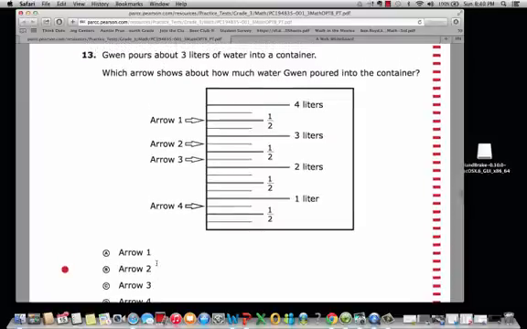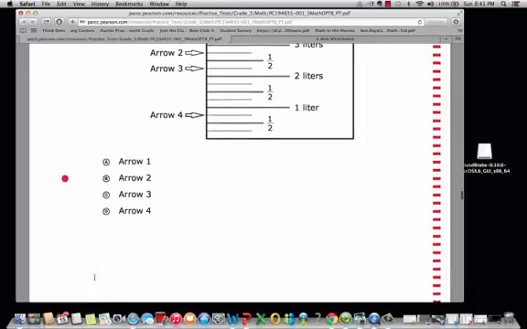Which arrow shows about how much water Gwen, oops, I skipped the line. Gwen poured 3 liters of water into a container. Which arrow shows about how much water she poured into the container? Find the 3-liter mark and find the closest one. This one showed you 3.5 liters. This was 2 3/4 liters. You need to realize that 2 3/4 liters was closer than 3.5 liters because it's only 1/4 away instead of 2/4 away. So it was arrow 2.